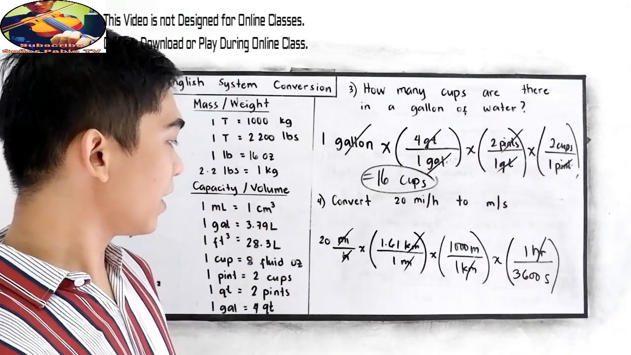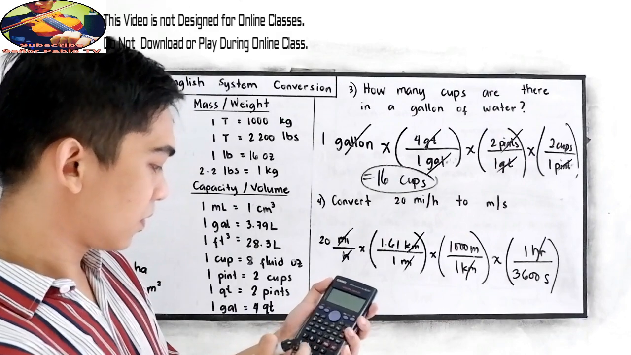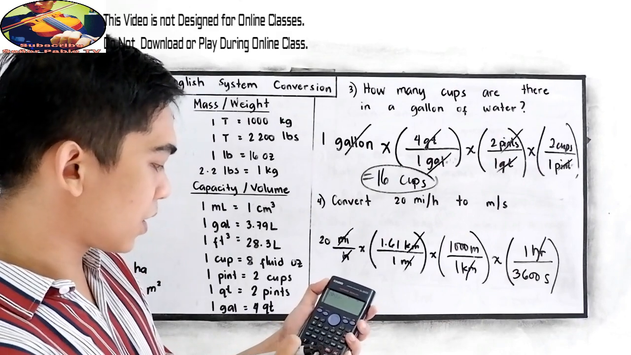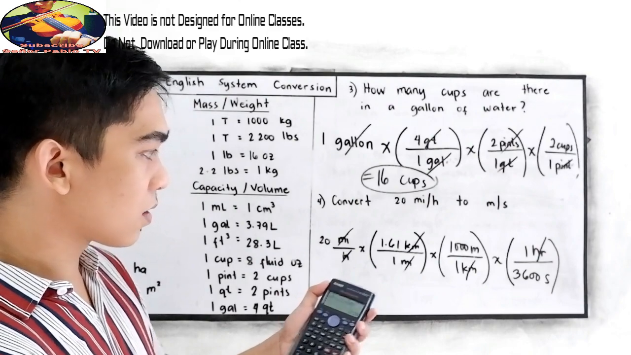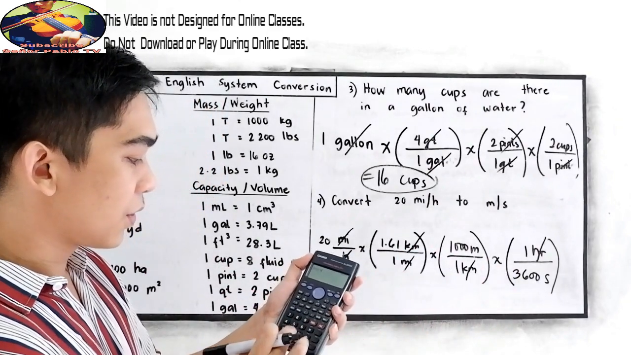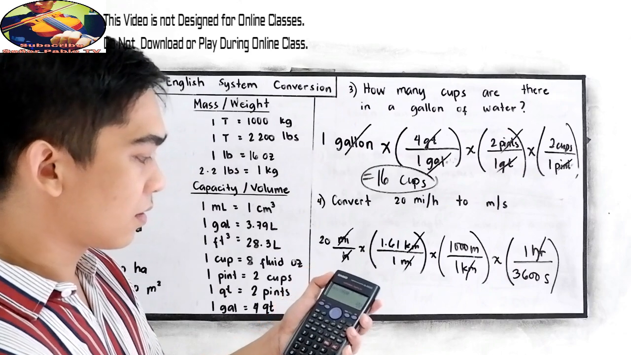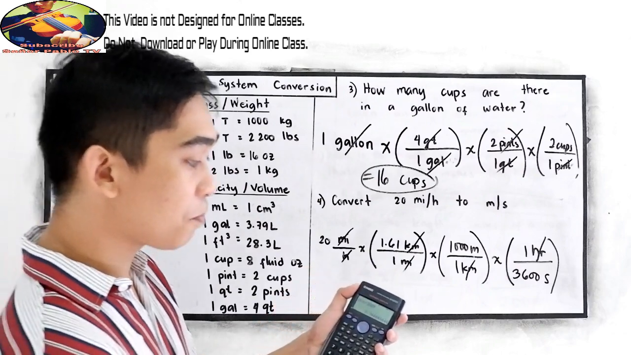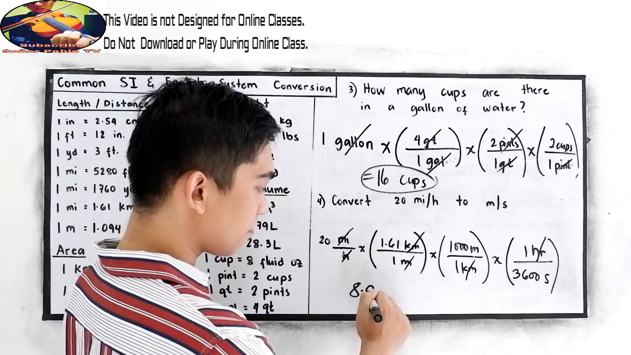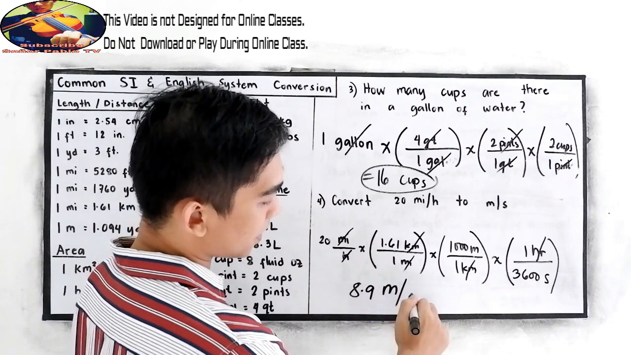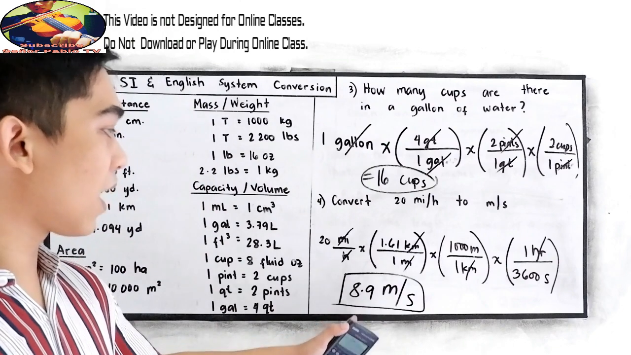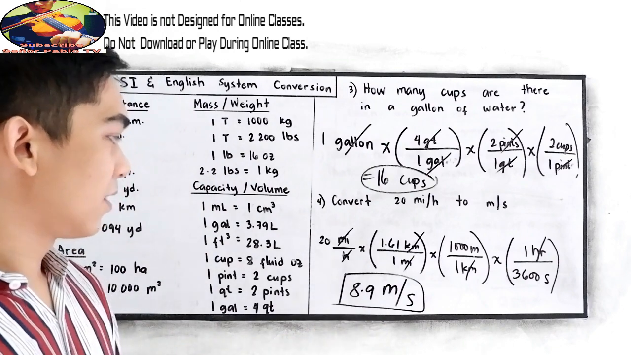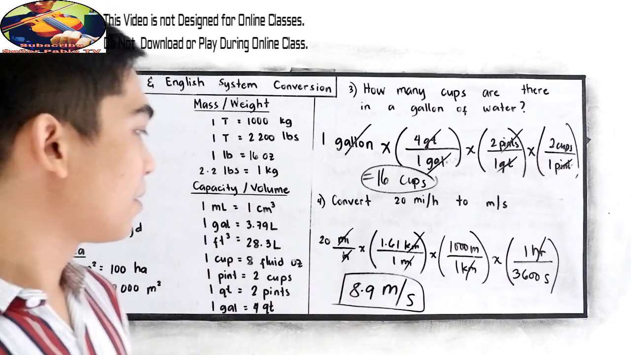The remaining unit will be meter over seconds. Now let us multiply 20 times 1.61 times 1,000, and then divide by 3,600. So that is 8.9 meters per second. So this will be our final answer. 8.9 meter per second.